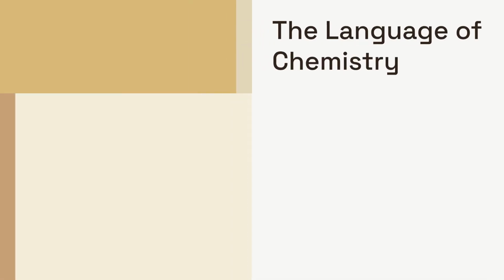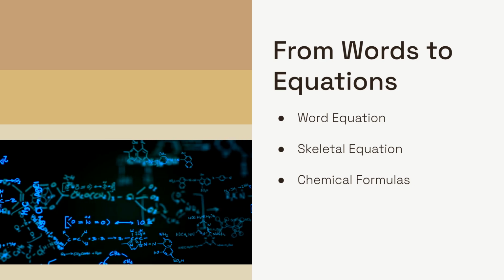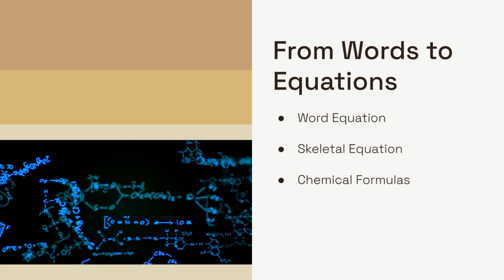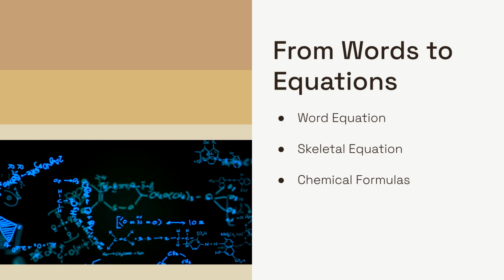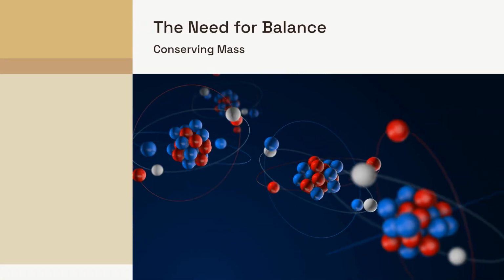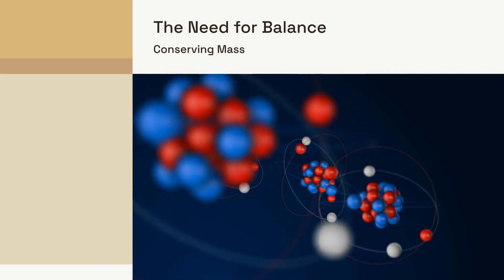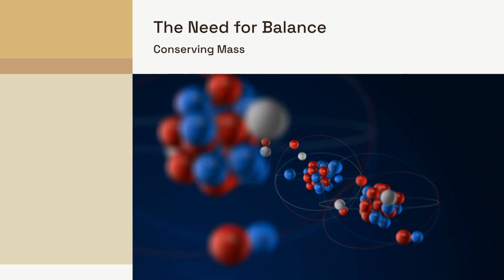Now let's explore how chemists communicate these changes using a universal language, the chemical equation. We move from describing a reaction in a long sentence to a concise word equation, and finally, to the most efficient form, the skeletal equation, using chemical formulas like Mg plus O2 yields MgO. However, a skeletal equation isn't always complete. If the number of atoms doesn't match on both sides, the equation violates the law of conservation of mass. This is why we must balance the equation.